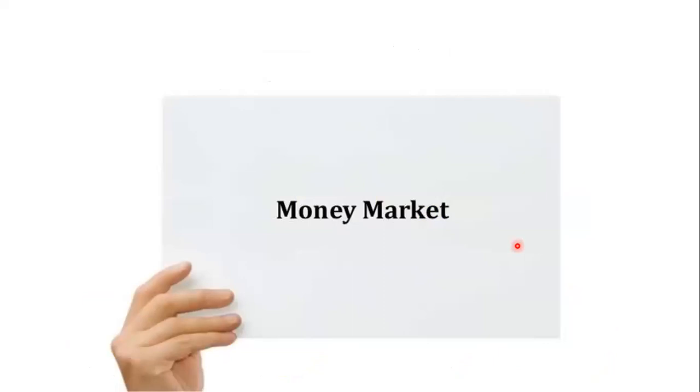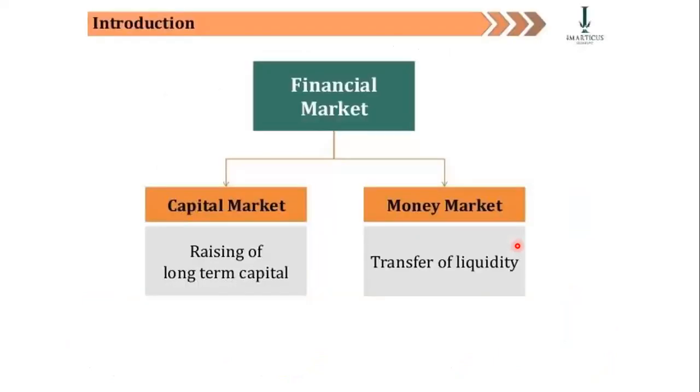Now let us discuss the money market. We can divide the financial market into two. The first one is the capital market, which we have discussed earlier. The capital market is for raising long-term capital. And the money market helps to transfer liquidity in the short term, if anybody wants money on a short-term basis.